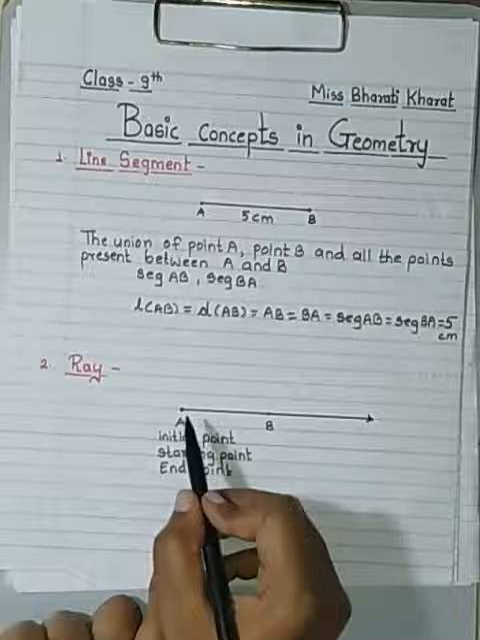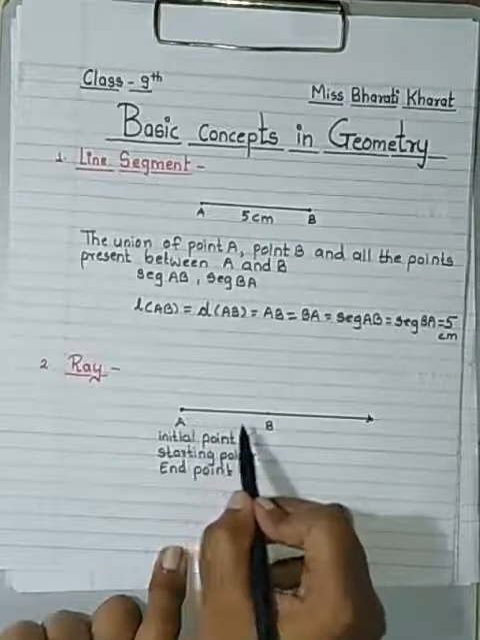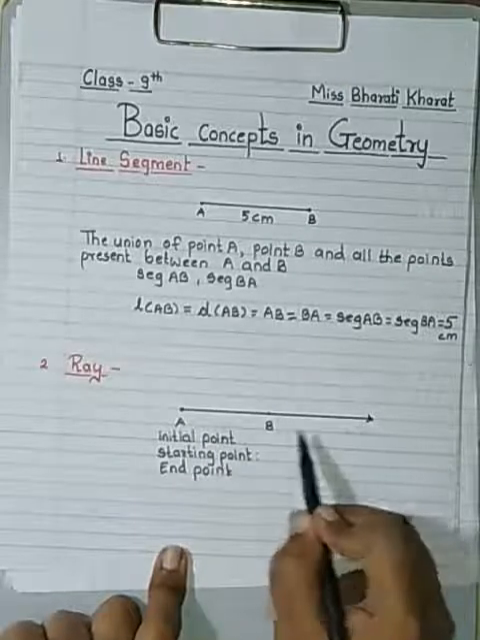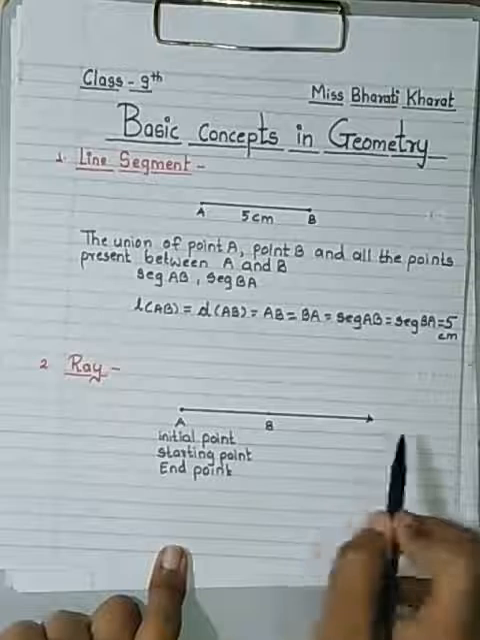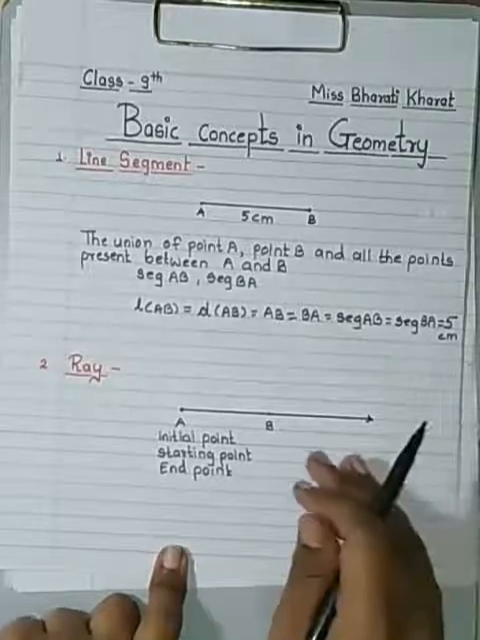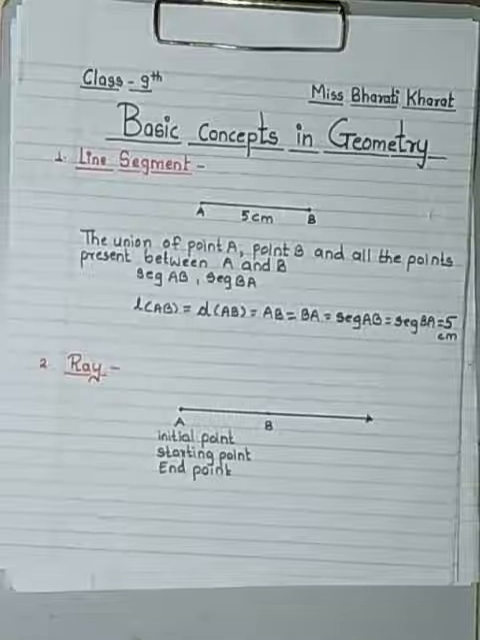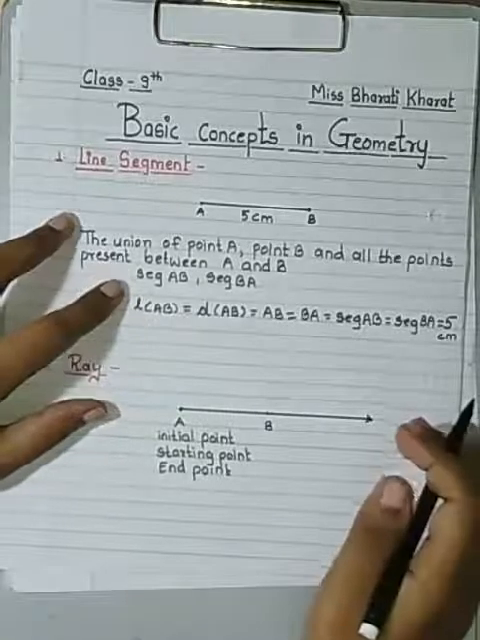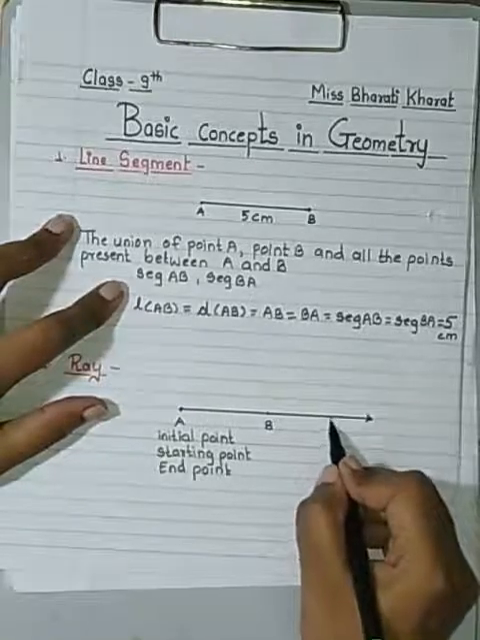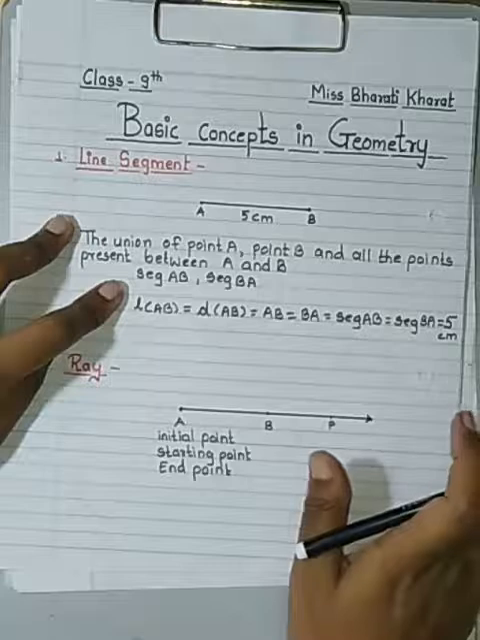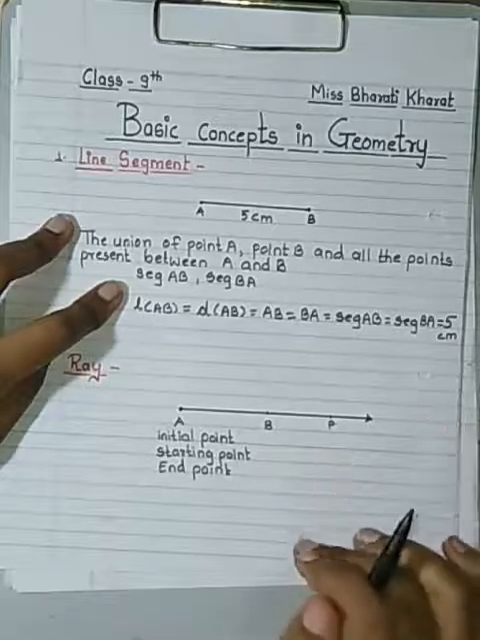It has only one end point. It moves or goes infinitely in one direction. We cannot measure the length of a ray. Now suppose P is any point on the ray.